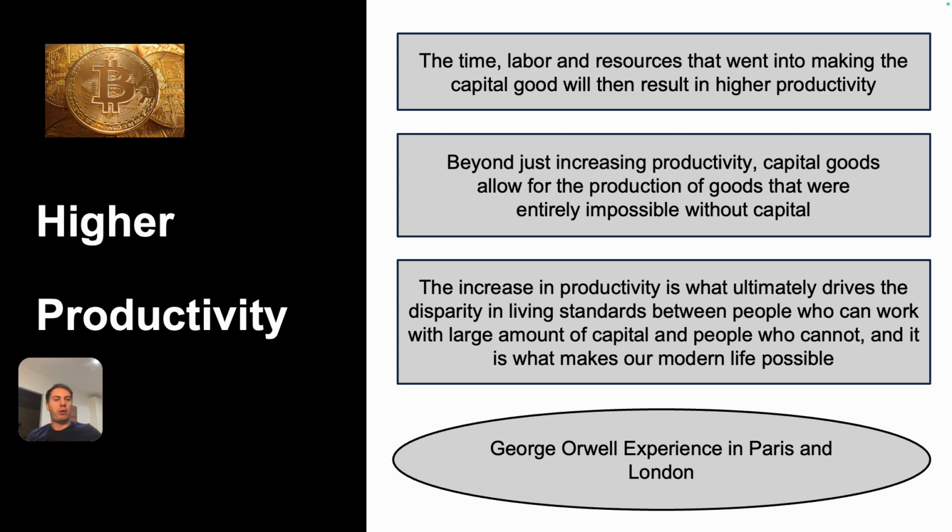Beyond just increasing productivity, capital goods allow for the production of goods that were entirely impossible without capital. This is another very important topic. In fact, as the fisherman goes from catching fish with his hands to using a fishing rod or fishing boat, not only will he have a higher output, but he will also be able to catch species of fish that were not within his reach before he had capital. Without capital accumulation, most of the products we take for granted in the modern world would not be possible, as there is no way to produce them with bare hands.